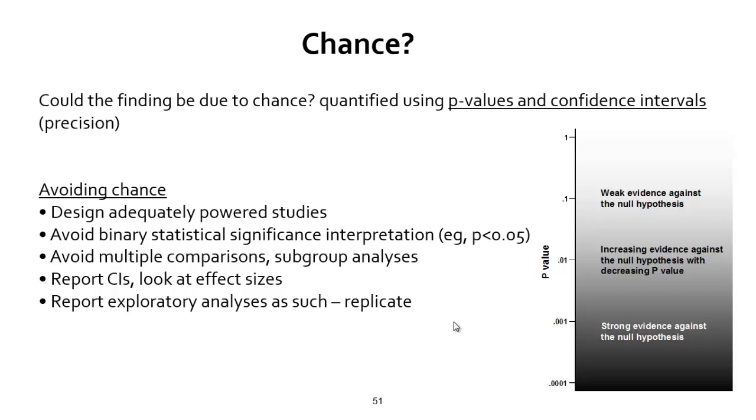We'd also want to see whether a study has done lots and lots of comparisons or subgroup analysis, because if they have, then we'd expect to see some results with small p-values just due to chance alone. And we should always report confidence intervals and look at the size of effect. And if some analysis is exploratory, that should be stated. And if it is, then we'd probably want to see that those findings have been replicated in another sample.